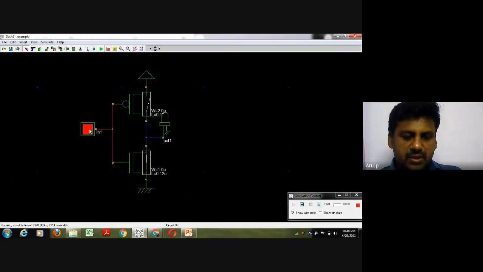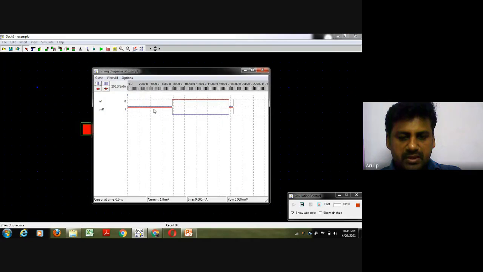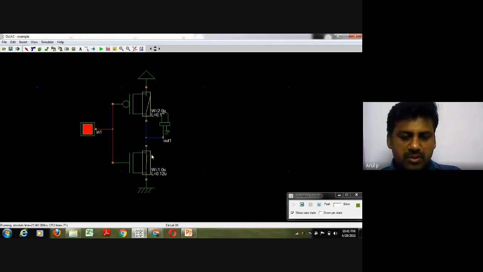Similarly, it is working as an inverter, which inverts the input. Again, I make it 0, the output is 1. I make it 1, the output is 0. We can see this in the waveform mode. You can see here, input is 0, output is 1. Input is 1, output is 0. So this combination of PMOS and NMOS transistors is perfectly working as an inverter, right?